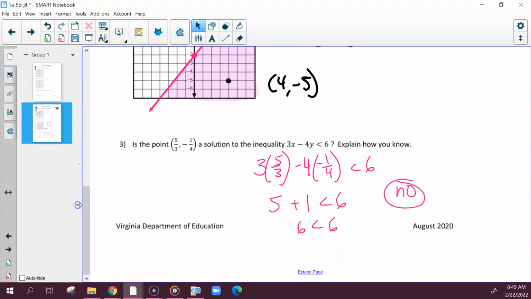And then for the last one, you need to check, is this a solution? So you would put in your x and y into either the inequality they gave, or you could have solved it and put it in that way. So if you put these two in for x and y, 3 times 5 over 3 is just 5. -4 times -1/4 is +1. 5 plus 1 is 6, and 6 is not less than 6. So this would not be a solution. Questions on that one?